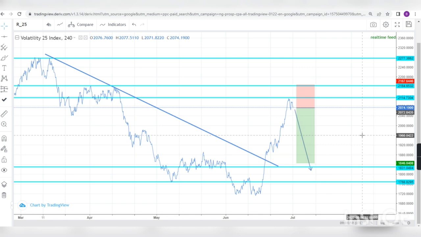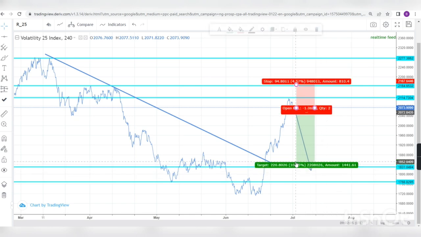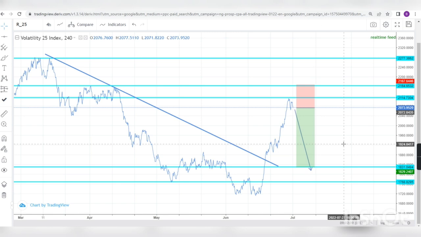Exactly. So 90 loss and two... is it 220? No, it's supposed to be 250. Okay, we can get 240 as the take profit, and 90 as the stop loss. So that's just basically it.